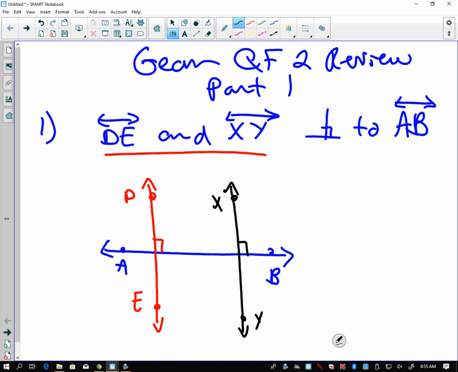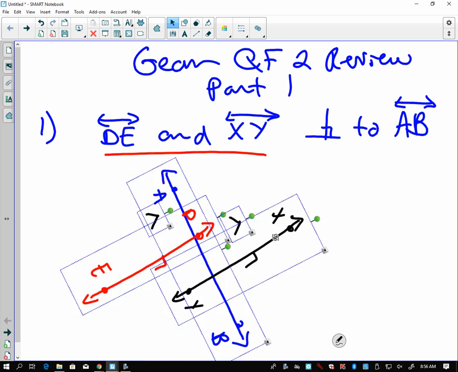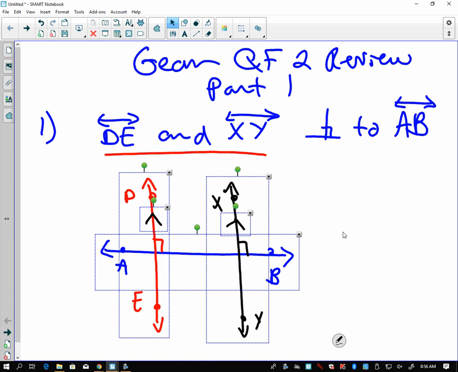Now the question is still this: what is the relationship between the red line here and the black line? They're parallel to each other because they're both perpendicular to the same line. But what is the work that earns me the credit? That picture. Does it have to be drawn exactly like this? No, you could take the whole thing and rotate it, and we'd still have the same answer.